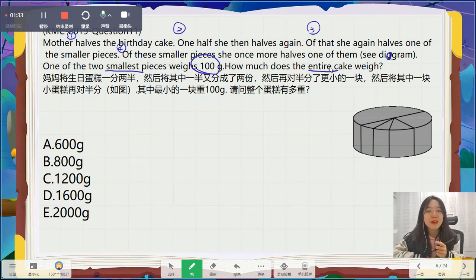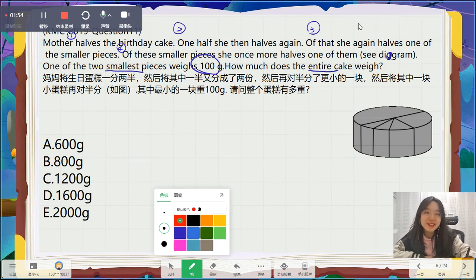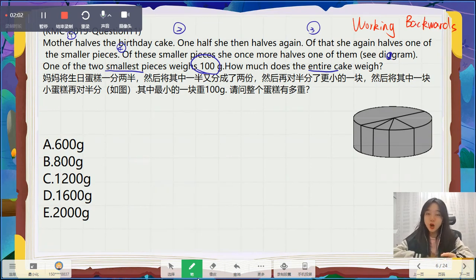Do you still remember this type of question? We have learned that last year in our short-term courses. Yes, when we know the result, we want to work backwards to find the original amount. It's called working backwards problems. Okay, we learned this before. And do you still remember how we can solve this type of questions? There are at least two methods.